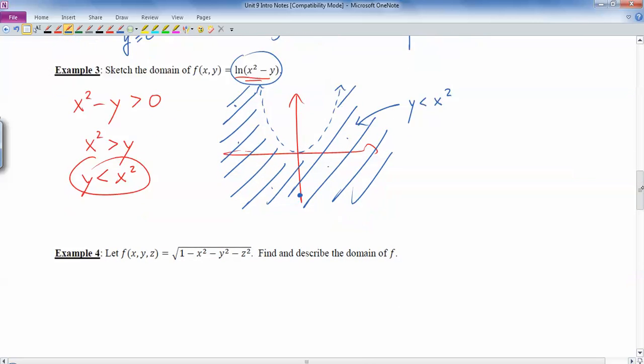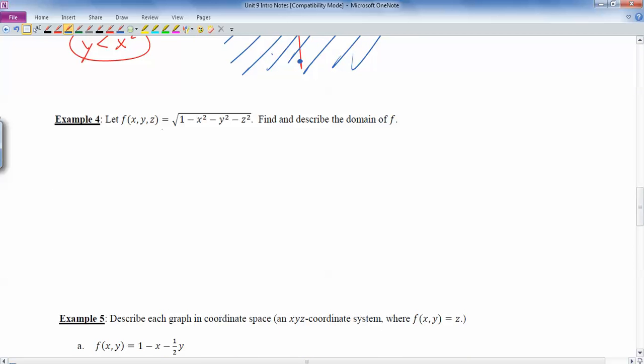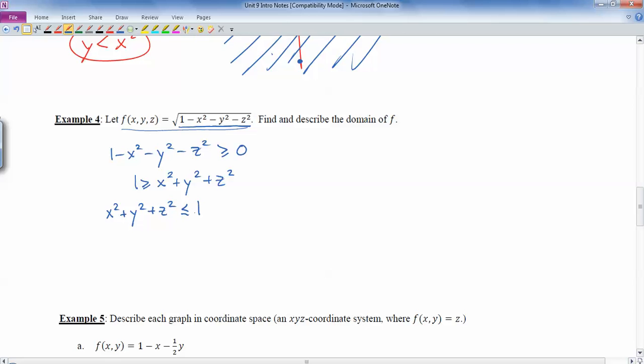Example 4. Find and describe the domain of f. And f is a function of 3 variables. So let's see. We know that since it's a square root, the inside has to be greater than or equal to 0. So if I bring the x squared, y squared, and z squared over, 1 has to be greater than or equal to x squared plus y squared plus z squared. And if I rearrange that just so that the variables are in front, it's less than or equal to 1.